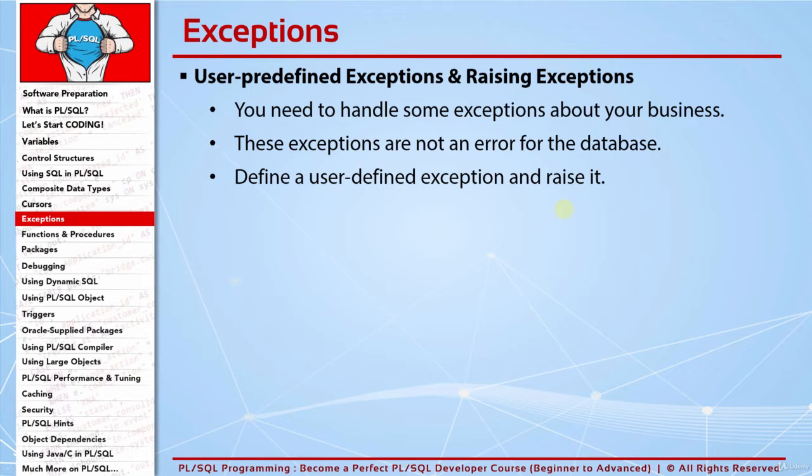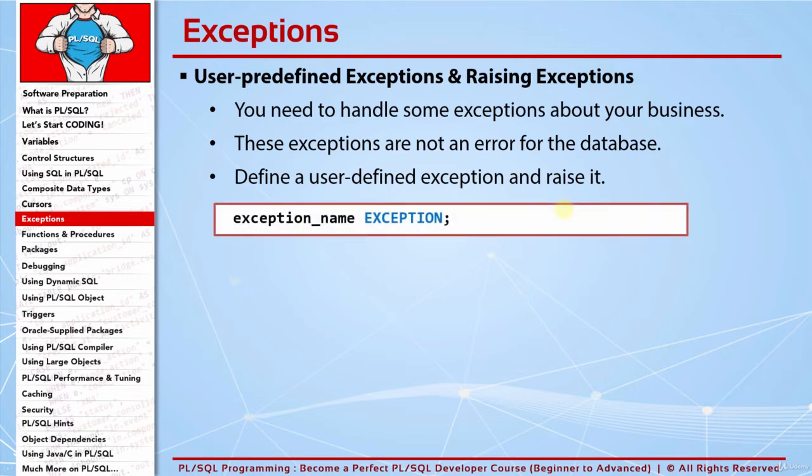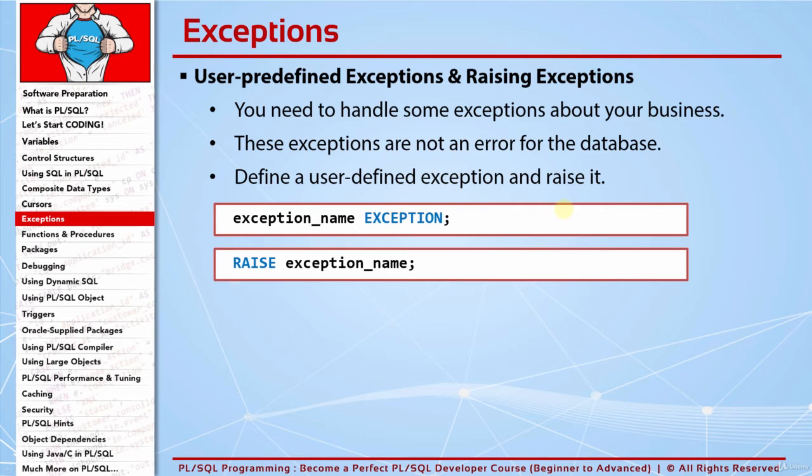But first, let me show you how to define a user-defined exception. As you see, this is the same as non-predefined exceptions. We simply write our new exception name and the exception keyword. That's it. We don't assign any error number for our exception because we don't have any error number for that, since it is a logical error for our business. Once we declare our exception, we need to raise it explicitly because they are not known by the Oracle server, so they won't be raised by the database.